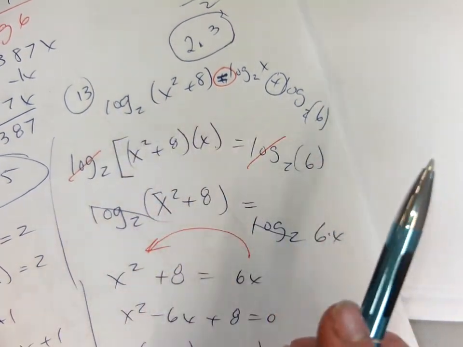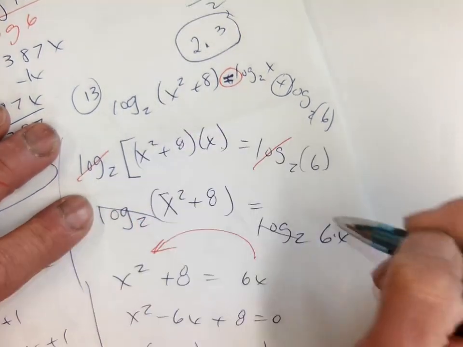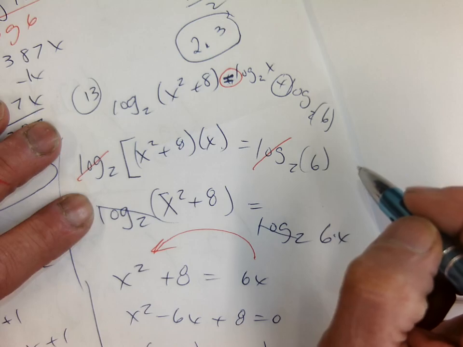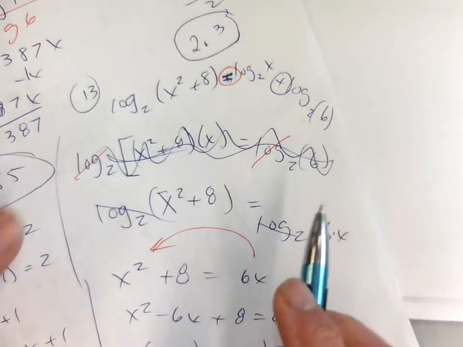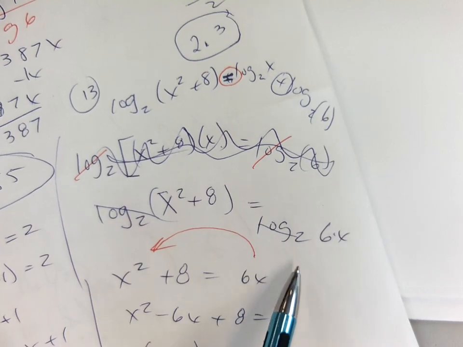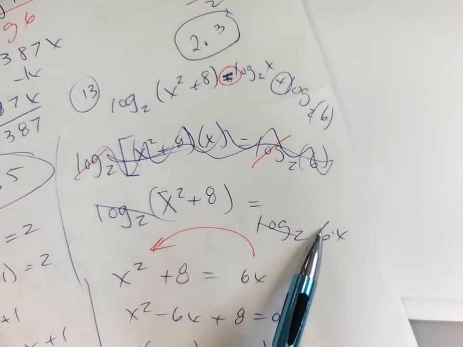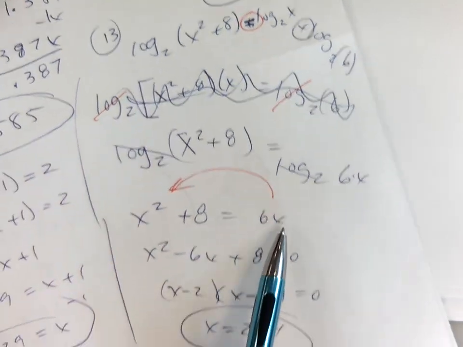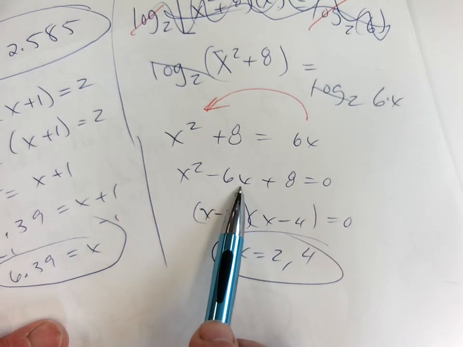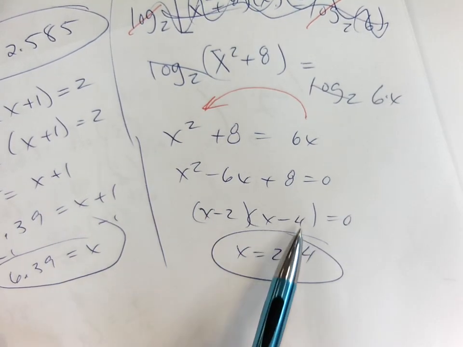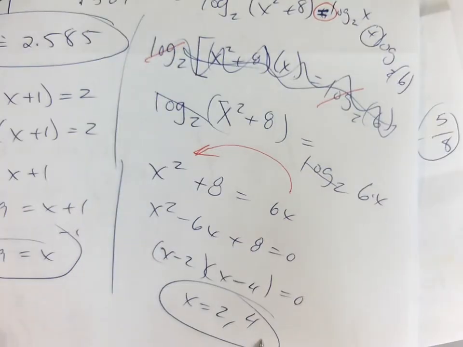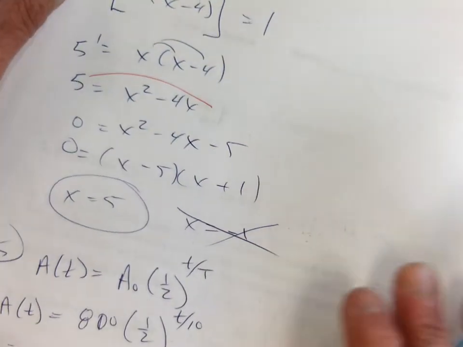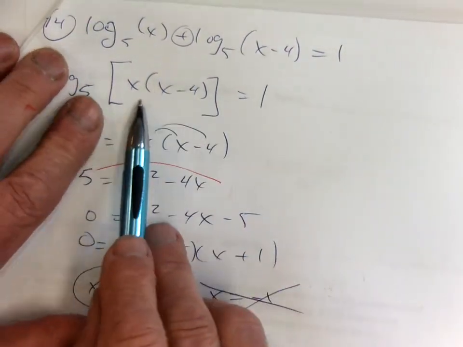13 got squished in here. I made a mistake at 13 because I thought that was an equal sign. So it is an equal sign, so put these two together, log of 6x, multiply those two, right? And I was able to get rid of the logs, so I'll have an x squared plus 8 equals 6x. I brought over the 6x, and then I factored negative 2, negative 4, but then the answer is just 2 and 4, okay? And both those are okay. Neither one of those are going to give me a problem because they're not going to make a log negative, okay?